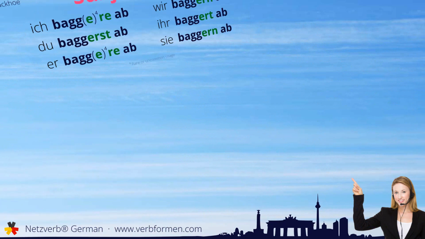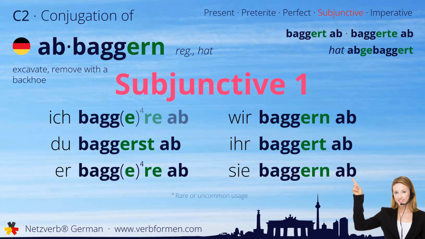Next up is the subjunctive one. Ich baggere ab. Du baggerst ab. Er baggere ab. Wir baggern ab. Ihr baggert ab. Sie baggern ab.